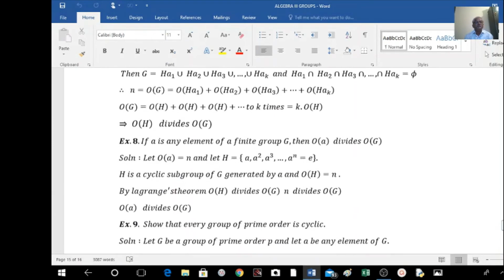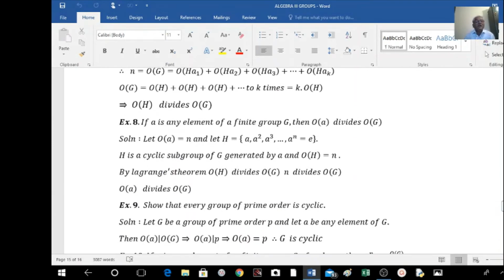Now some consequences are there. If a is any element of a finite group G, then the order of a divides the order of G. So G is a finite group here, a is any element of G, and therefore a has its order. Then its order, that is the order of a, must divide the order of G.